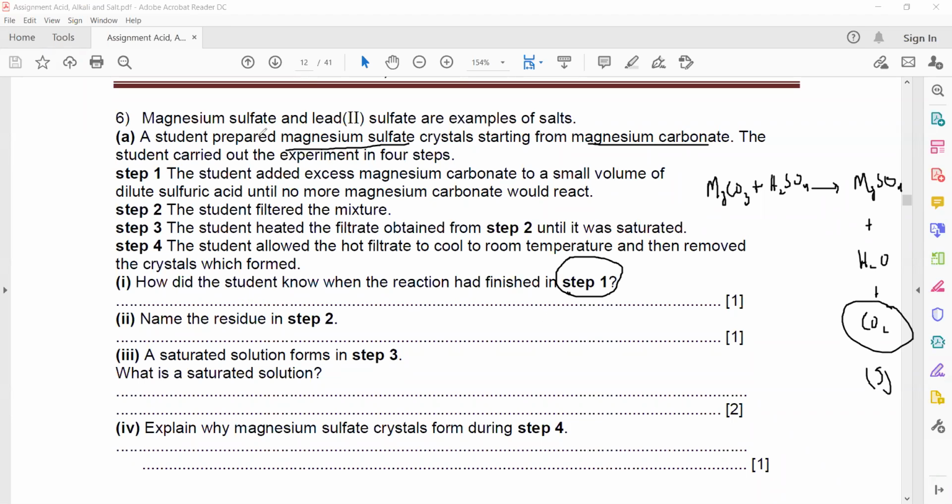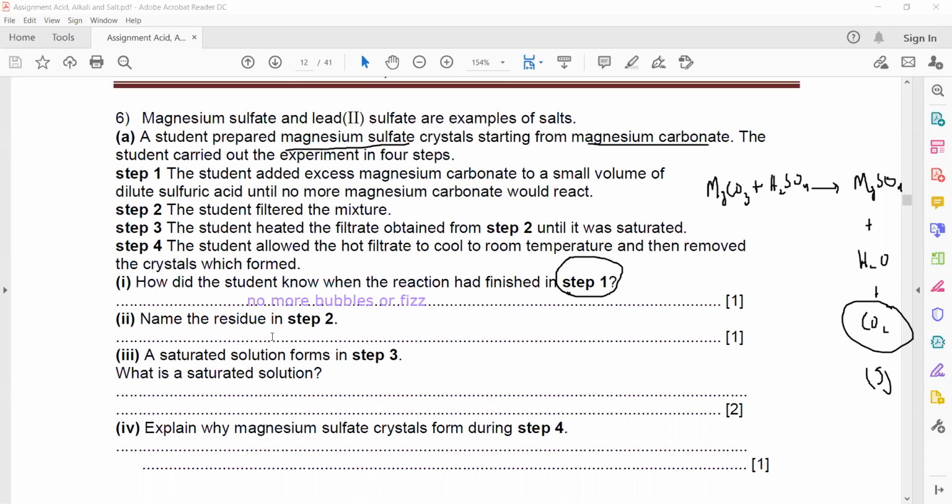But if there's no reaction, how will he know that the reaction has finished? So no more bubbles, or fizz, or solid will appear, or solid will not dissolve. So he can know from this method.